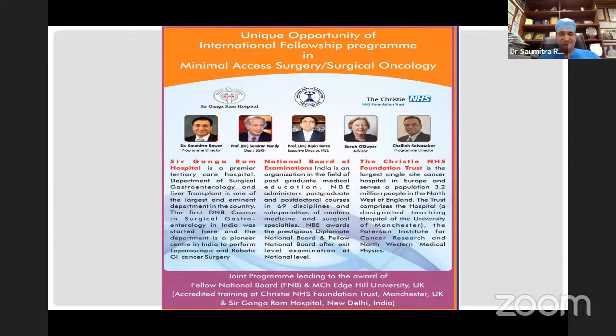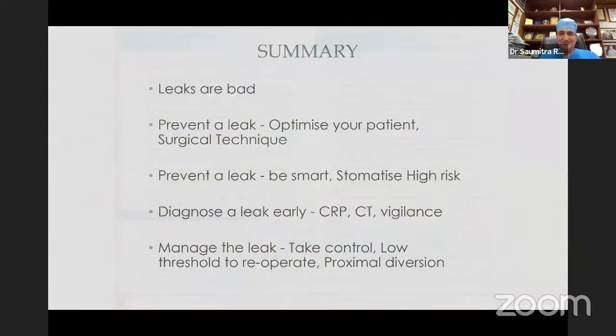And this is a fellowship which we started in colorectal surgery with the Christie's Hospital.